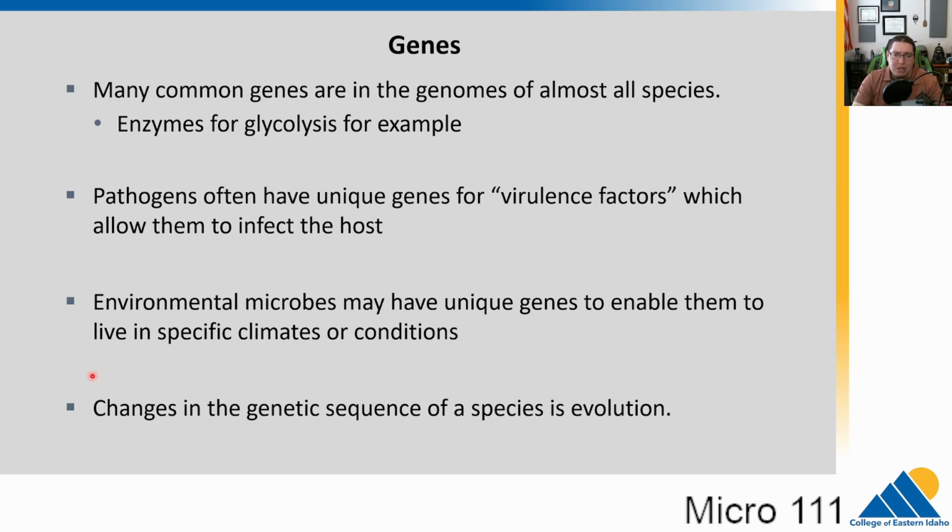When we have changes in the genetic sequence of a species, we call this evolution. There's a whole field called population genetics that studies this, but really as genetic sequences change in a population, that is the process of evolution right there. And we're going to see evolution in action in microbes. There are very key examples of where evolution is happening.